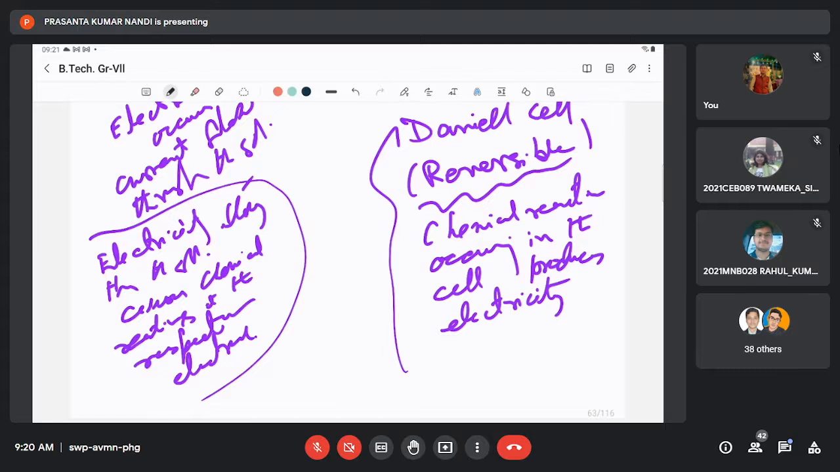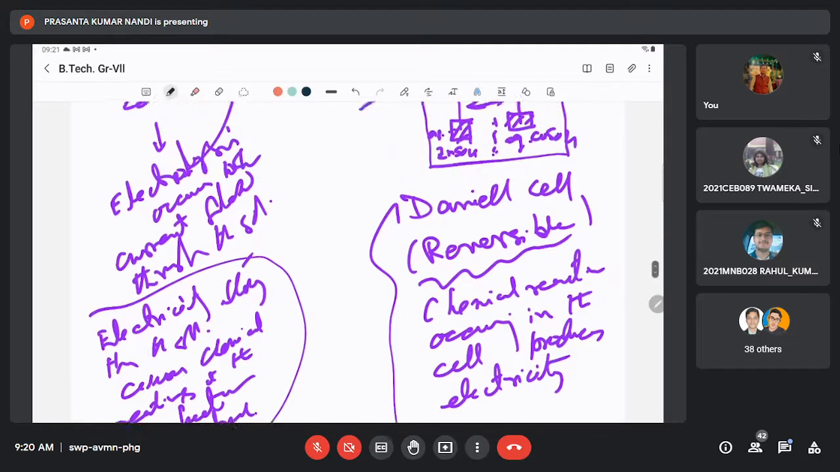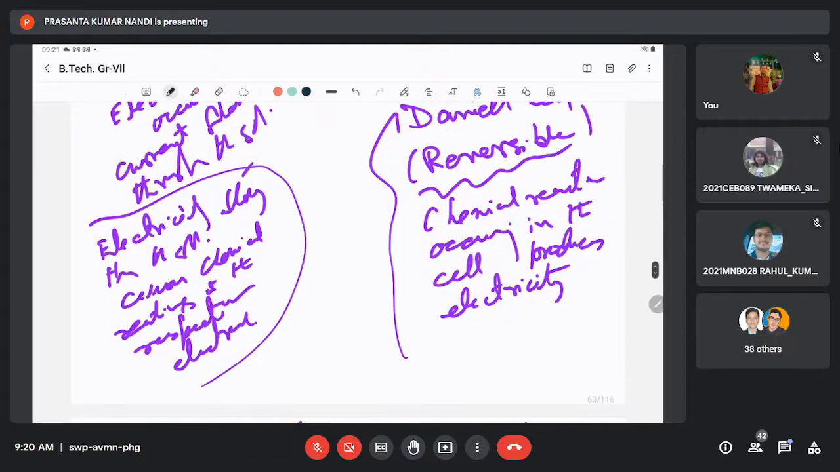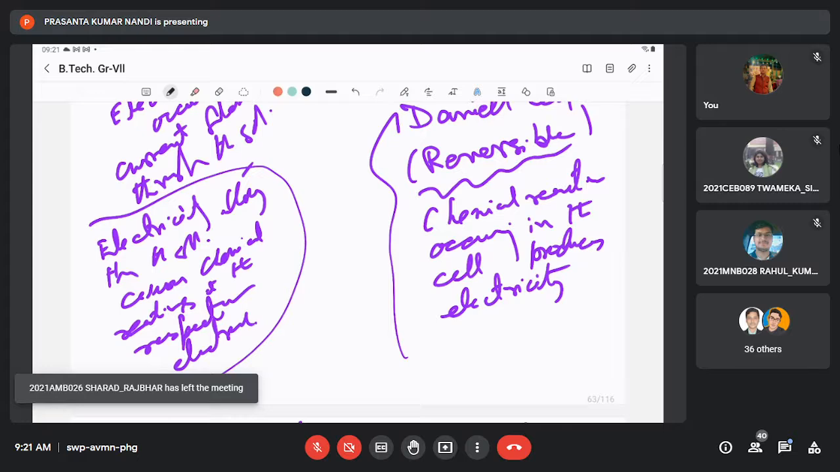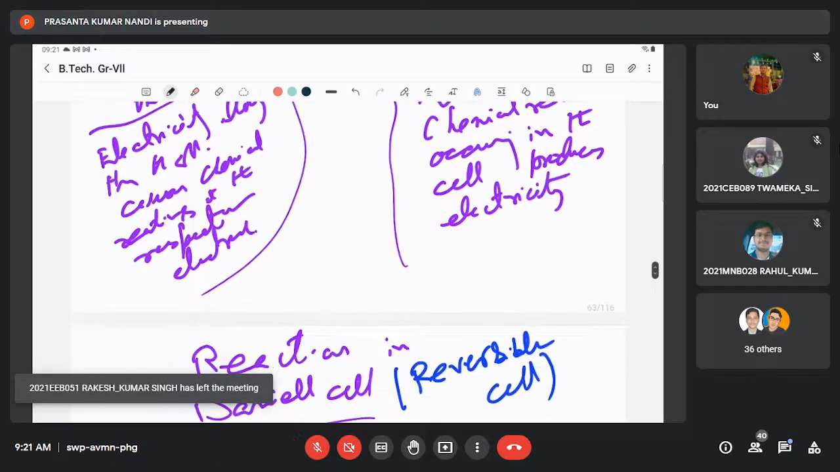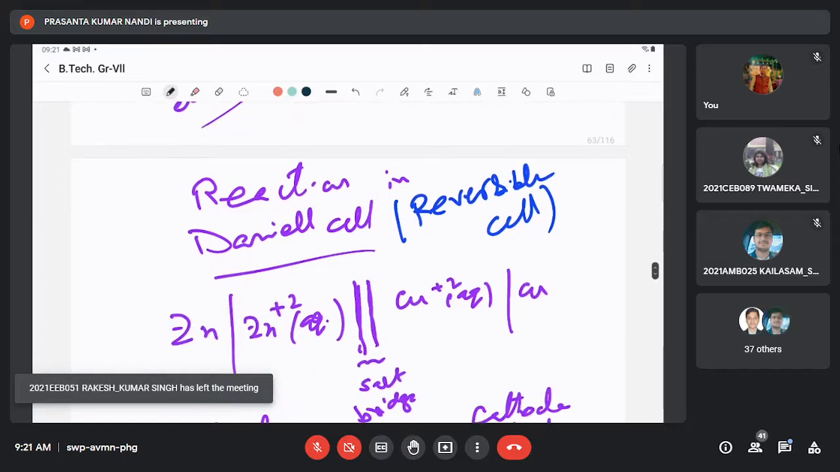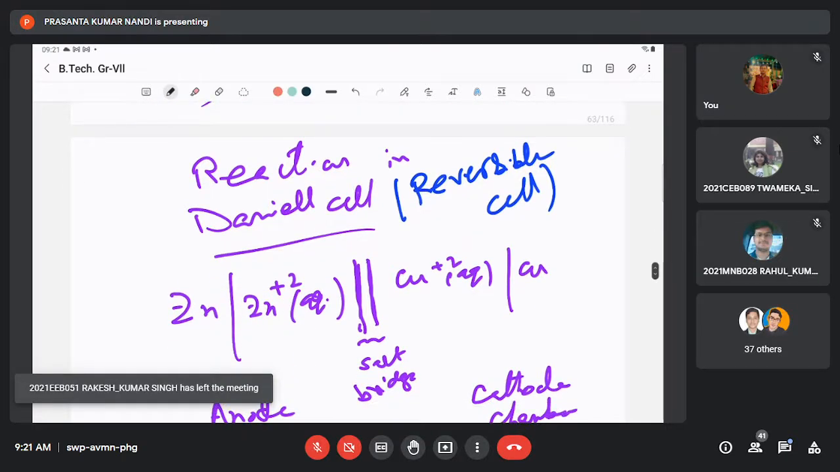So electrolytic cell and electrochemical cell, we know the difference. And now we are interested in this electrochemical cell, which is a reversible cell. Reversible means chemical reactions occurring in the cell produce electricity. And why it is a reversible cell, that I'll discuss. This is the Daniel cell, and it is written in compact form like this.